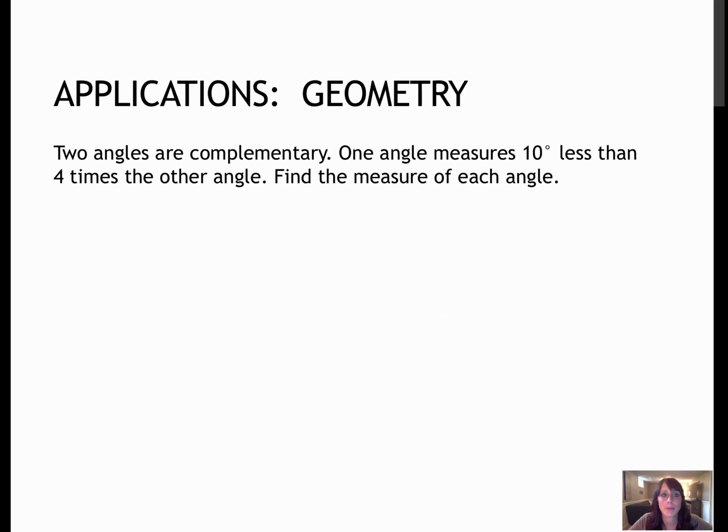Here's another geometry application. We have 2 angles that are complementary. The word complementary means that they add to 90. And of course the other one is supplementary. Supplementary means they add to 180. So in this case, I know that both angles add to 90. One angle measures 10 less than 4 times the other. So if one angle is x, then the other is 10 less than 4 times that. So 4 times that would be 4x, 10 less than that would be minus 10. This is my second angle.